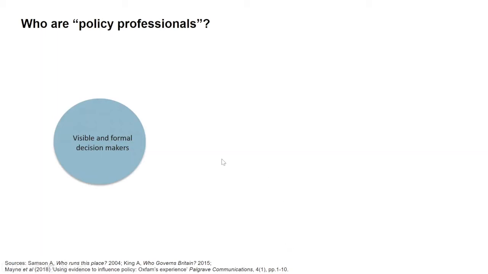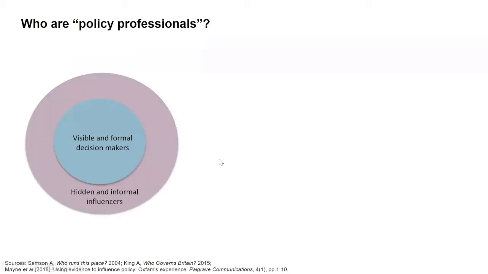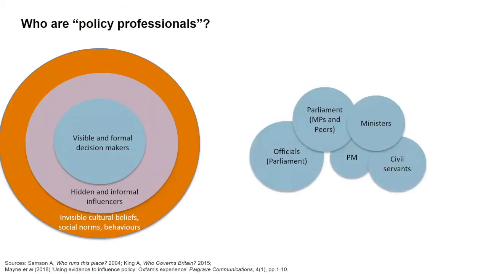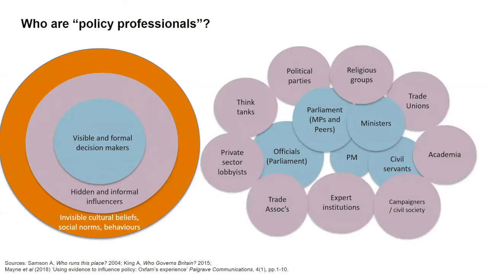So you'll have the visible and formal decision makers. For example, that would be government ministers, parliamentarians, and the civil servants. But then there's sort of the hidden or the non-obvious groups of people who inform policy, and that might be think tanks, private sector lobbyists, campaigners for charities and non-governmental organizations, and even academics such as ourselves.